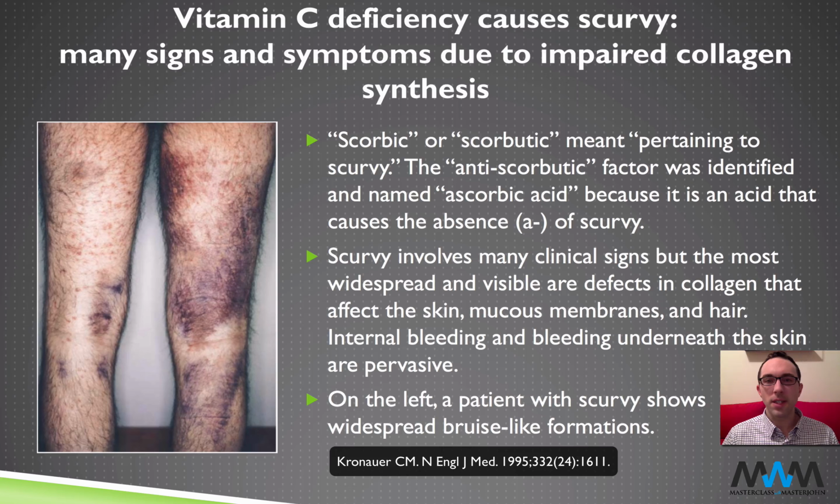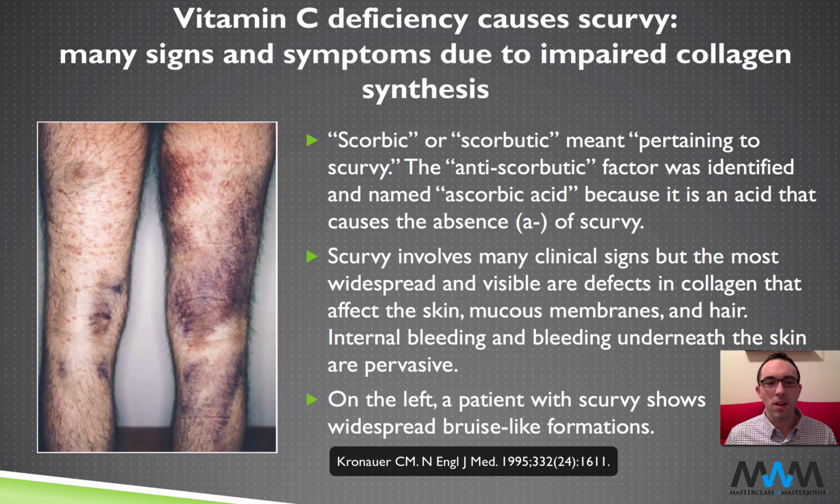Vitamin C was first discovered as the factor that causes immunity to scurvy, and it was named ascorbic acid because back in the day, scorbic or scorbutic meant pertaining to scurvy. The anti-scorbutic factor was eventually named ascorbic acid, where A means the absence of, and scorbic refers to scurvy. So ascorbic acid is the acid that causes an immunity to scurvy, or the absence of scurvy.